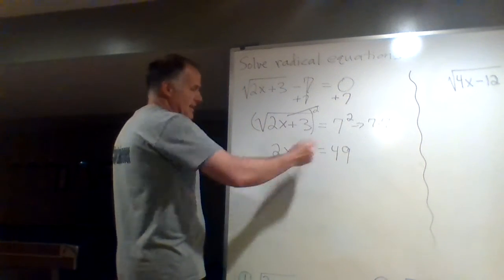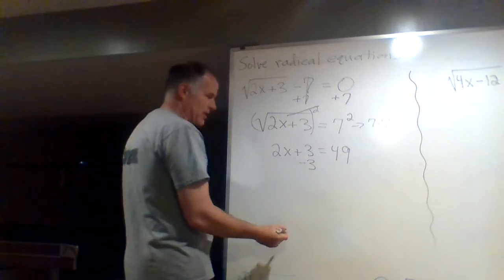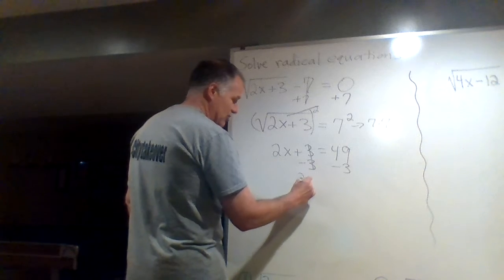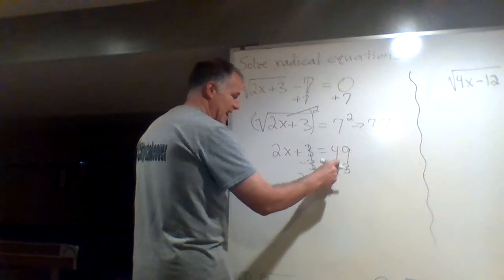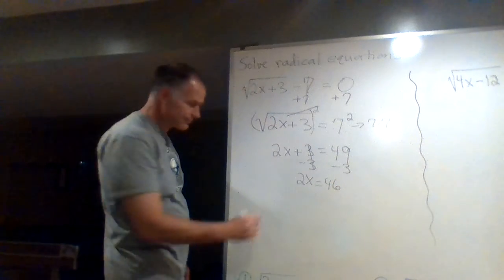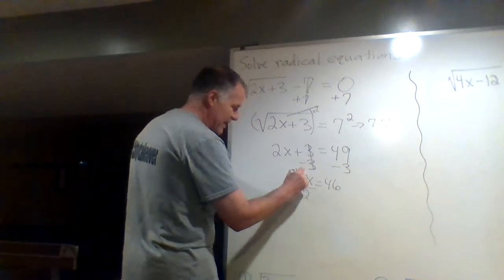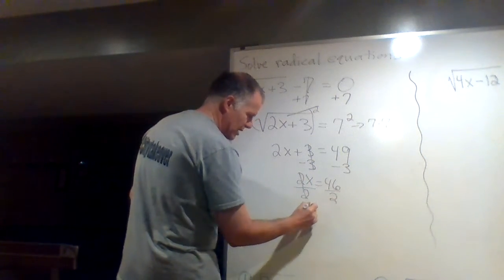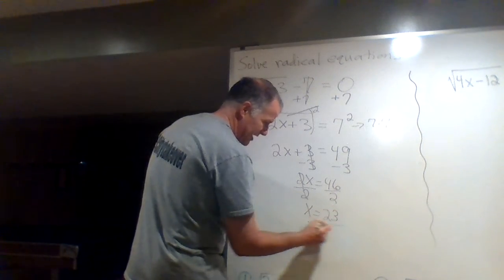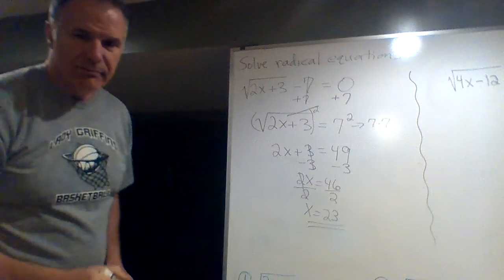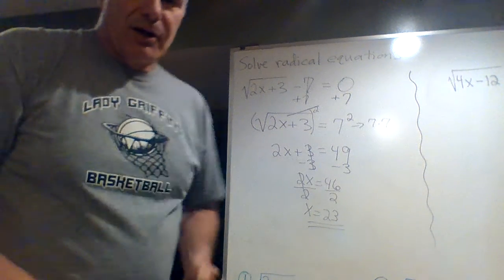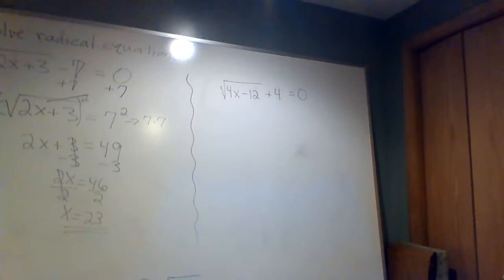Okay? Now again, just solve it like an equation. I'm going to get rid of the plus or minus. So I get rid of +3 with a -3. -3, I've got 2x equals 49 minus 3, which is 46. Divide away that 2, divide away that 2. And 46 divided by 2 is 23. And boom, there we go. 23 for that first one. Okay, let's just try one a little tougher on the other board.